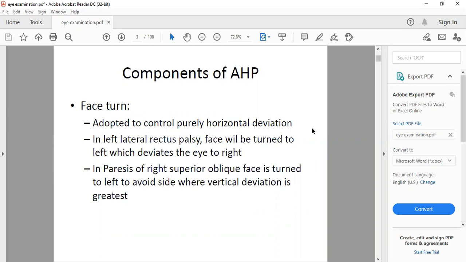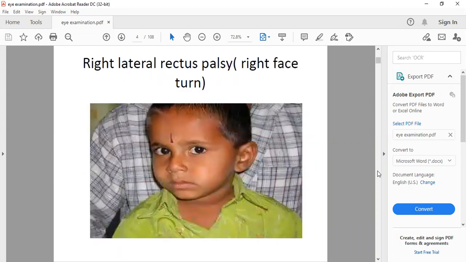There may be face turn. For example, in left lateral rectus palsy, the face will be turned to the left because then the eye will be towards the right, and then the patient will not have diplopia. Then this is the example of face turn. If you see this slide, there is a right face turn because there is right lateral rectus palsy, so this right eye is not able to move towards the right side. So what the patient has done, the patient has turned the face towards the right side so that the eye is moved medially, that is opposite, and that's why there is no diplopia. So this is an example of face turn.